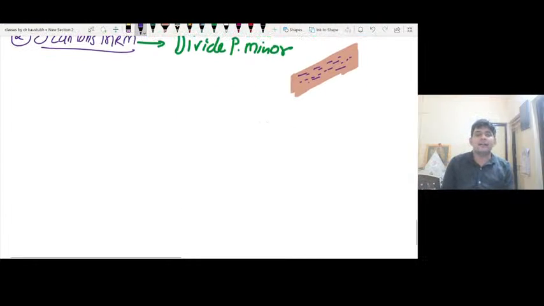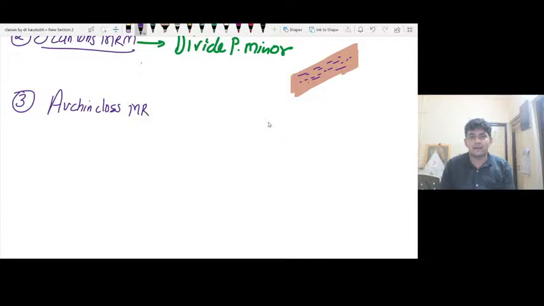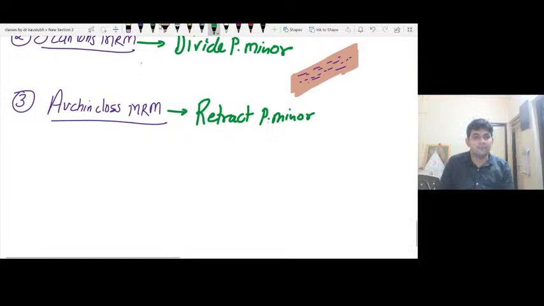Okay, and the third type, which is very commonly practiced, actually the most common practiced breast cancer surgery, is Auchincloss modified radical mastectomy. Now what is this Auchincloss modified radical mastectomy? We are simply retracting the pectoralis minor muscle. What do you mean by retracting? Very simple. Imagine this to be the pectoralis minor muscle.